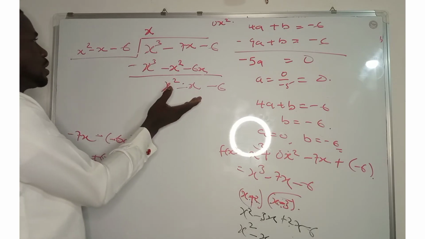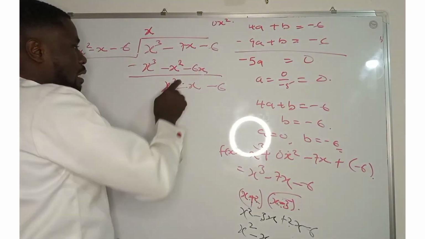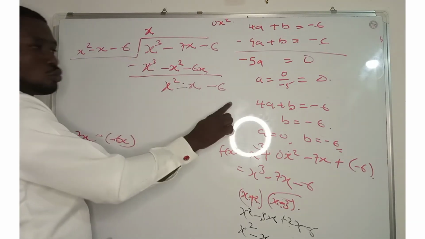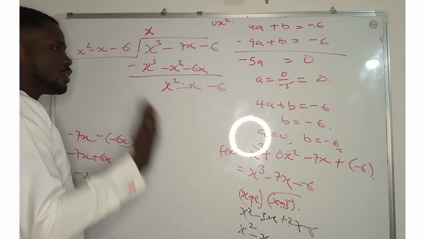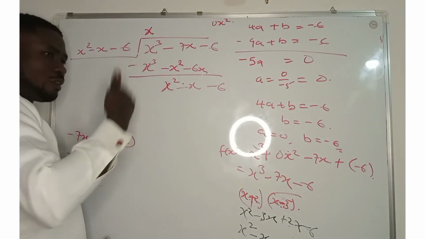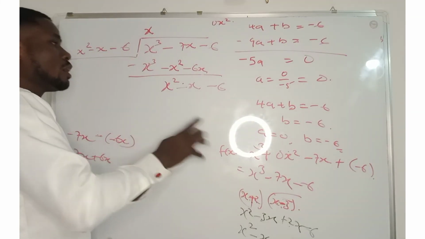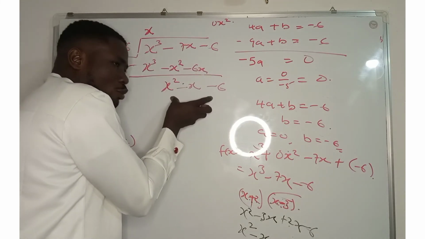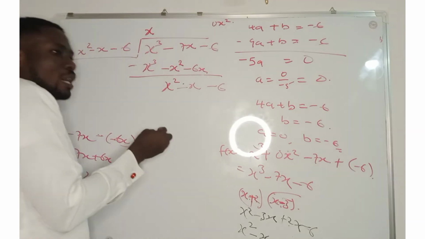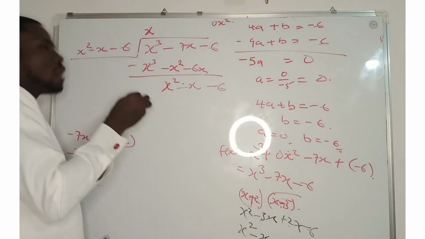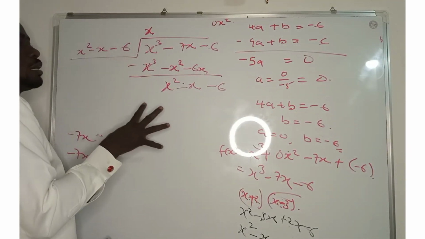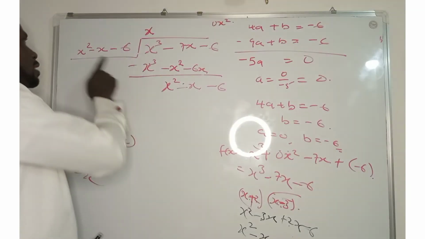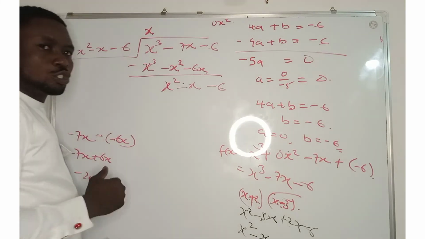Now at this point, what do you see? You notice that the highest power here is 1, and the highest power here is 2. In division of polynomial, you will continue to divide that polynomial until the power of any expression that you have at any level is smaller than the power of the divisor. That's when you're going to stop dividing. In this case, the power here is the same as the power of the divisor. Therefore, I have to continue to divide.